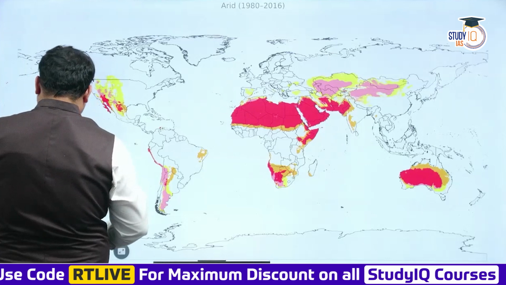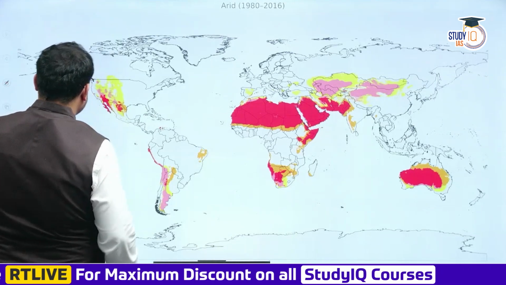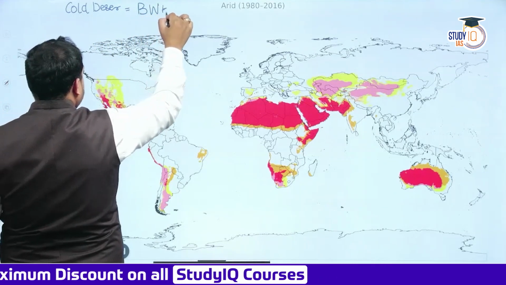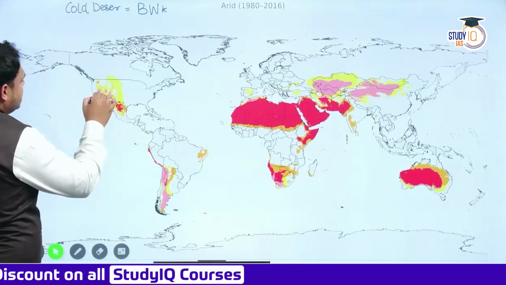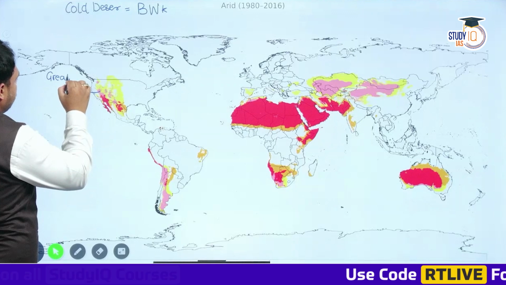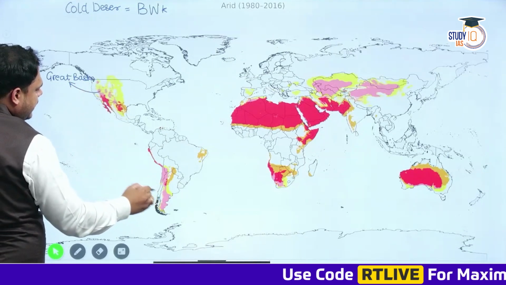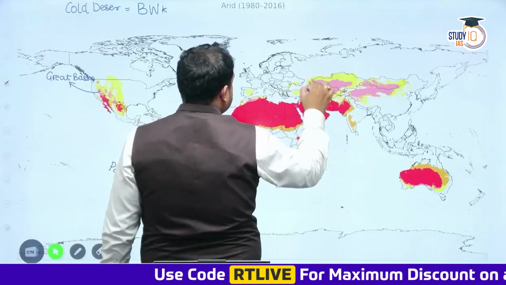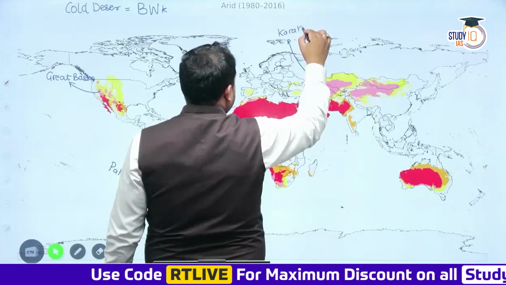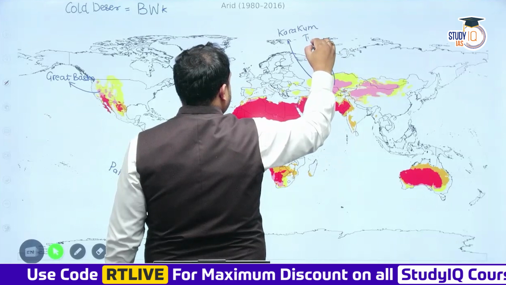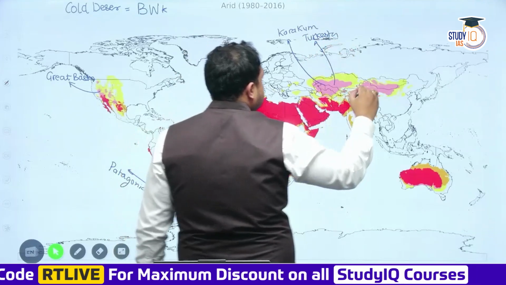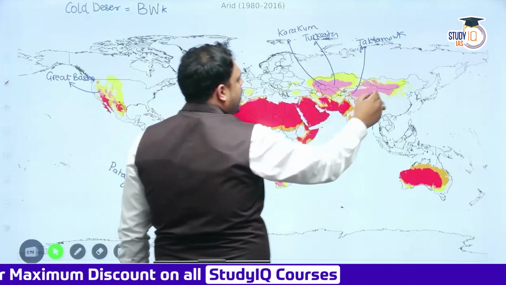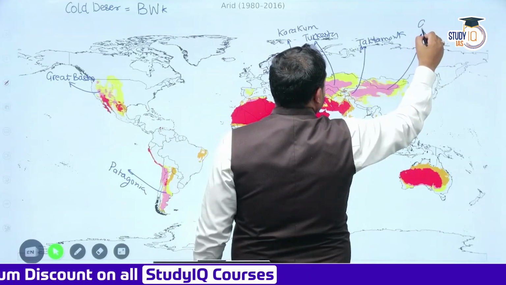Next, let's talk about cold deserts. क्या है cold desert का formula? BWK. Now the pink areas are cold desert. See, this is what? Great Basin Desert. This is what? बोलते भाई Patagonia. This, my dear friends, is Karakum, or this is Turkestan. This is Taklamakan. Taklamakan extends into India, Ladakh. And you have what? Gobi Desert.